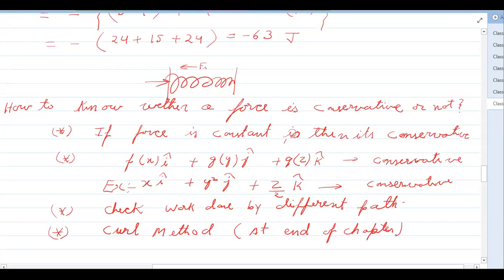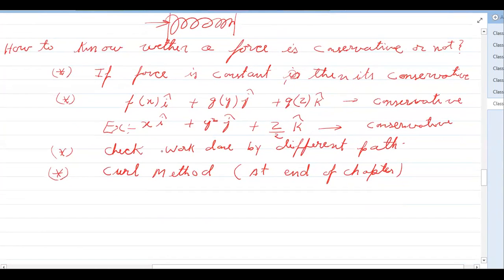Now I will give an example of the work done calculated with different paths. How can we know whether a force is conservative or not? We will try to find it while calculating the work done through different paths. So take an example.